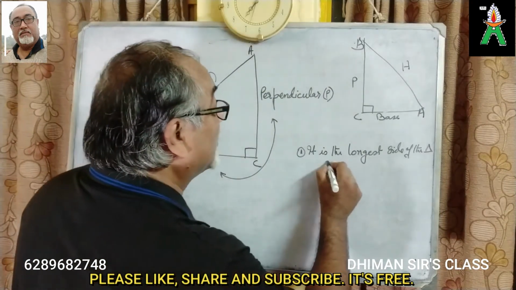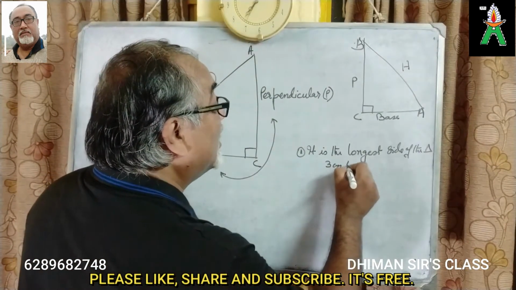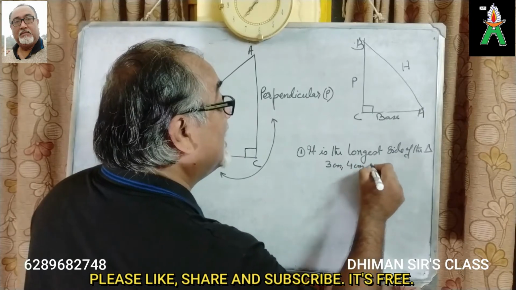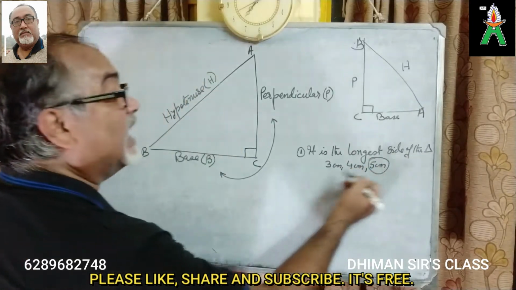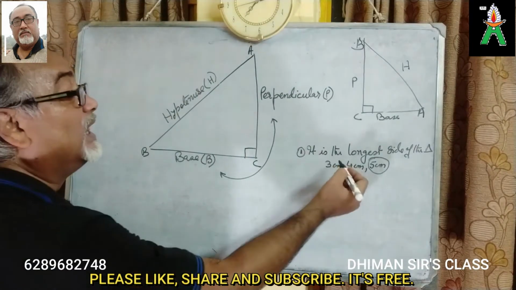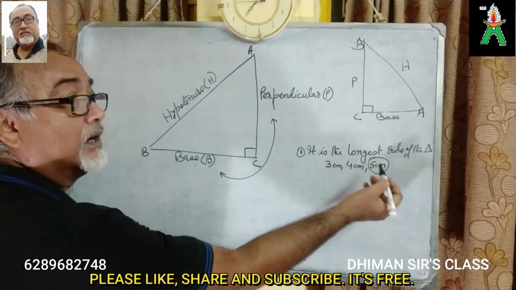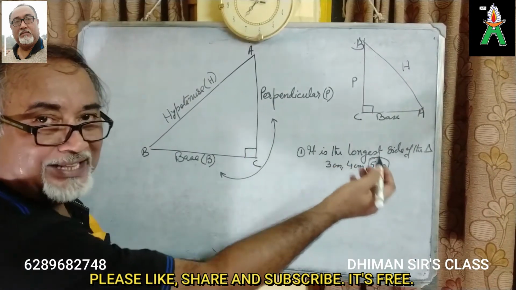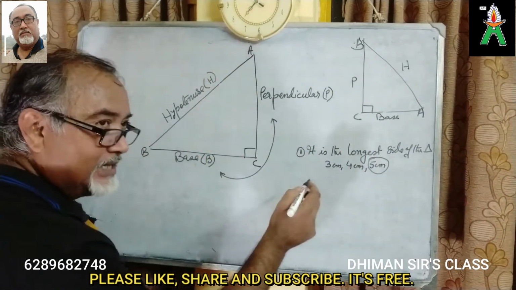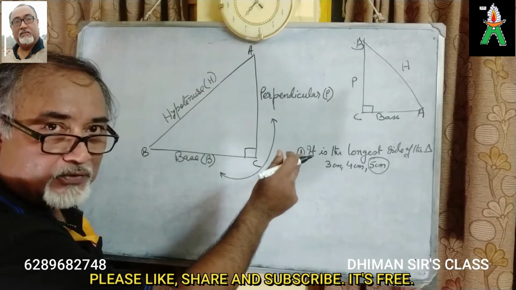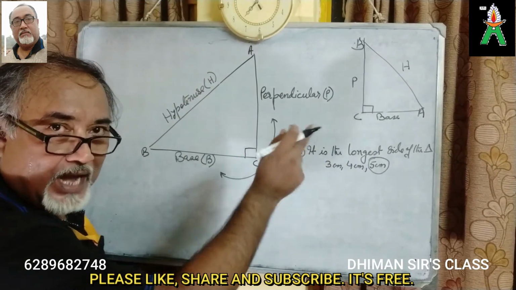Suppose the triangle is of 3 centimeter, 4 centimeter and 5 centimeter. Obviously this 5 centimeter is the highest of these three. So this 5 centimeter would be the hypotenuse in this triangle. So what is the hypotenuse? The longest side of this triangle is the hypotenuse.